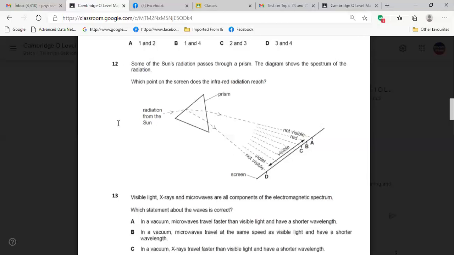C? No, not C. Ultraviolet is beside violet. Oh, D. It should be D, right? It has more frequency than violet, or shorter wavelength than violet. That's why it should be the bottom one. So it's clear to you, Monica?